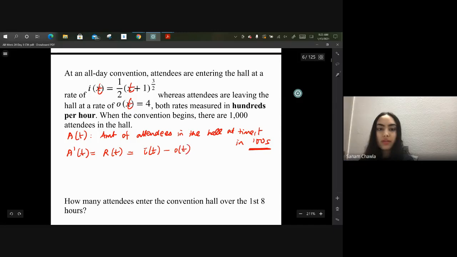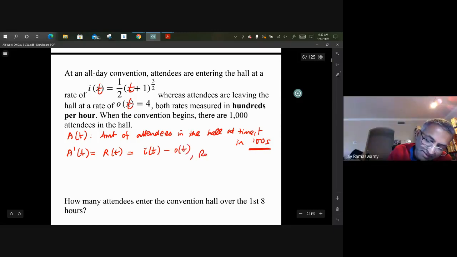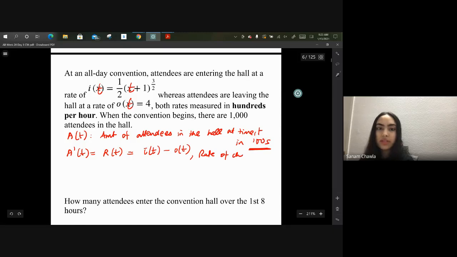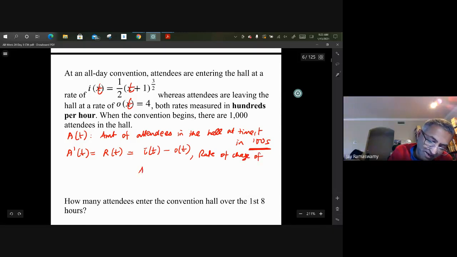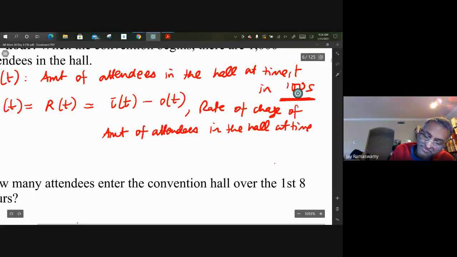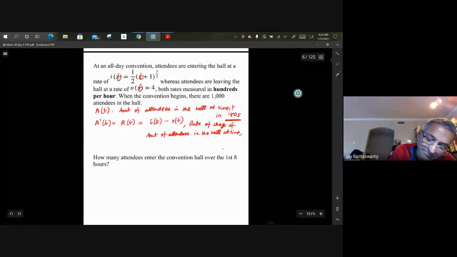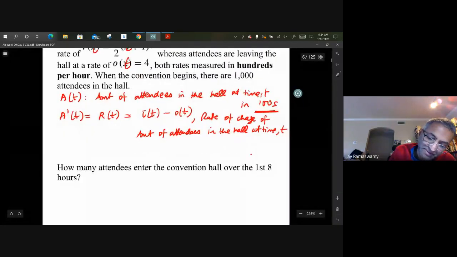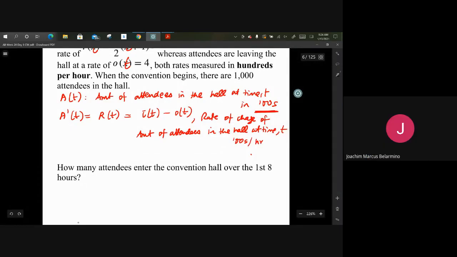Everybody okay there? It's the rate of change of the amount of attendees, or number of attendees, in the hall at time t, in hundreds per hour. Don't be lazy, please. Okay.